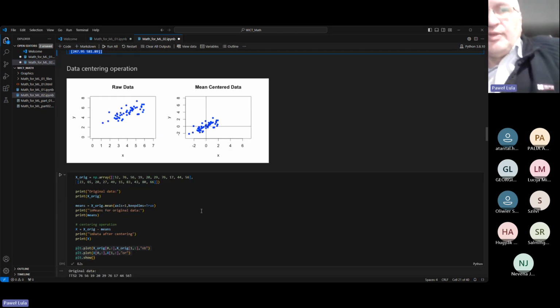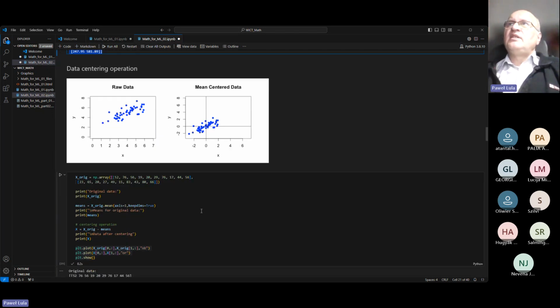Please look at this operation. It is a centering operation. We have a data set. It is not the data set which we have because I found this picture on the internet. So we have a data set here.